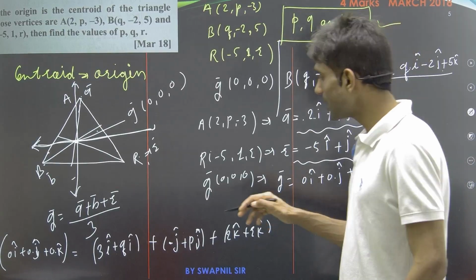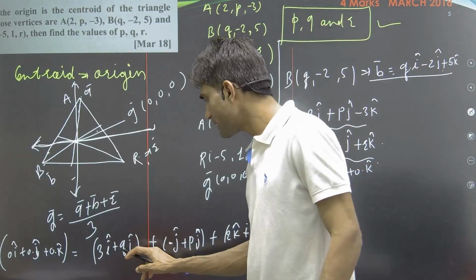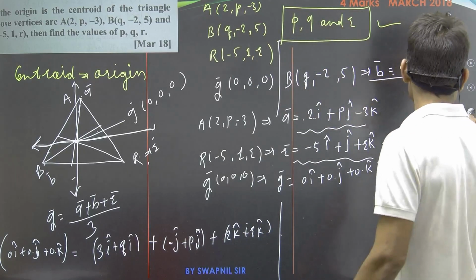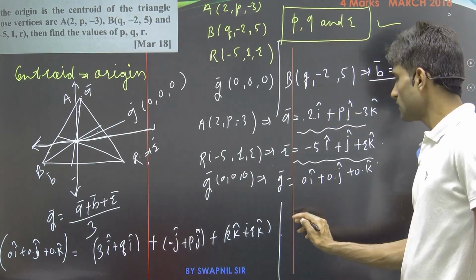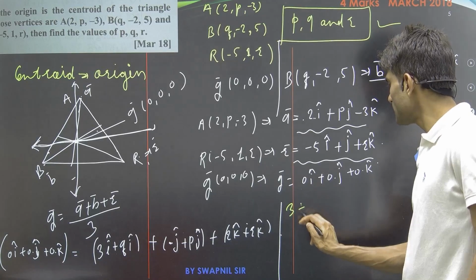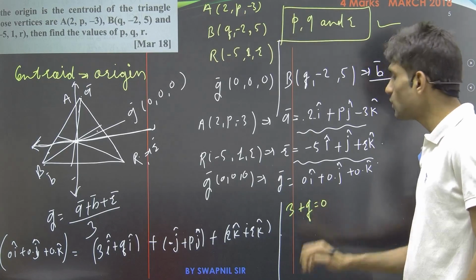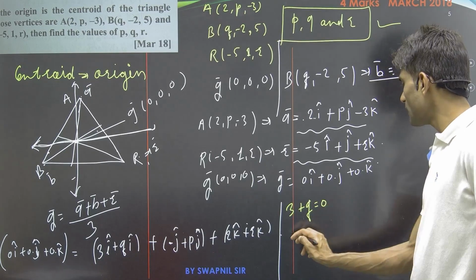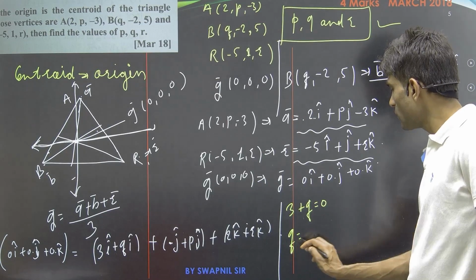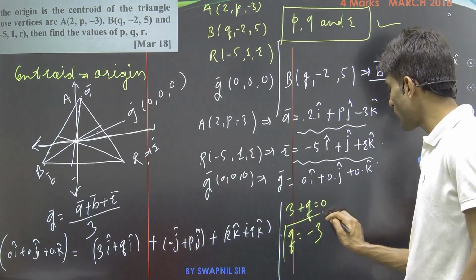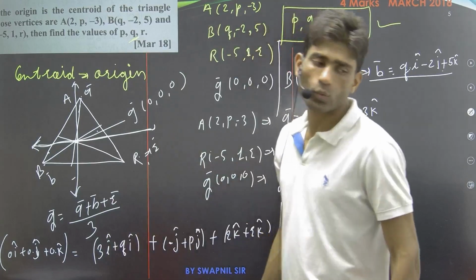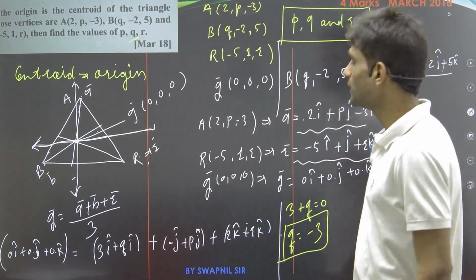Okay, so we can see that 3 plus q into i cap is equal to 0 i cap. So we can write this as 3 plus q is equal to 0, which gives us q equal to minus 3. Okay, so I got the value for q as minus 3. So this is the second part we want in our example, q equal to minus 3.